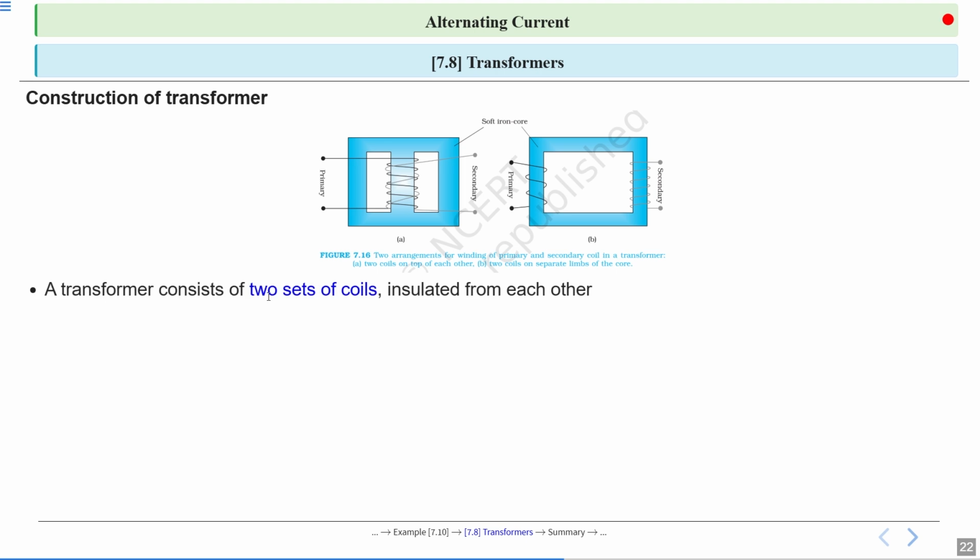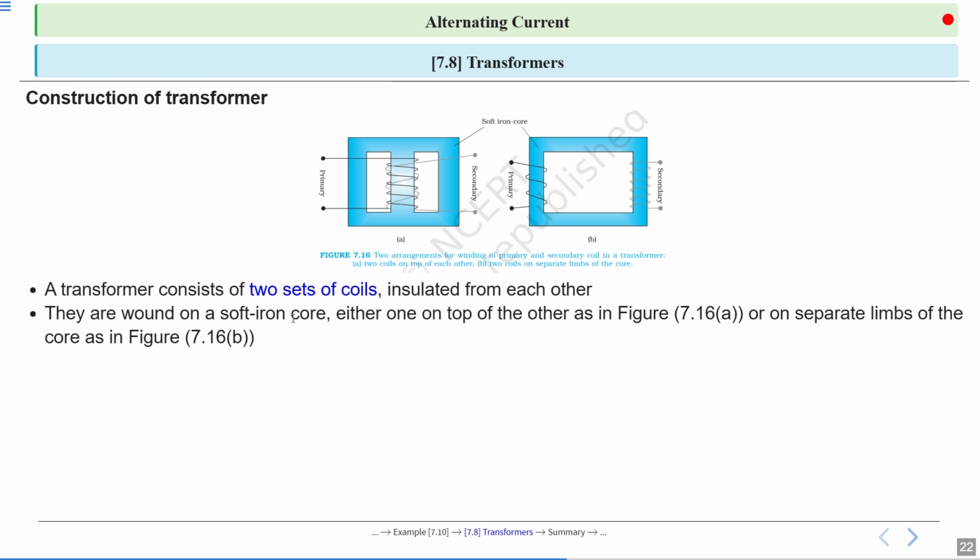A transformer consists of two sets of coils insulated from each other. The insulation is done so that the current flowing through both the primary and secondary coils will not interact directly. So insulation is also done, and the transformer consists of two coils, one primary and one secondary.